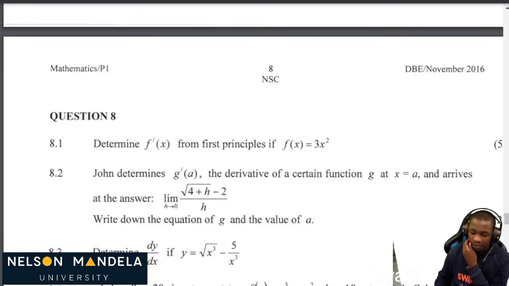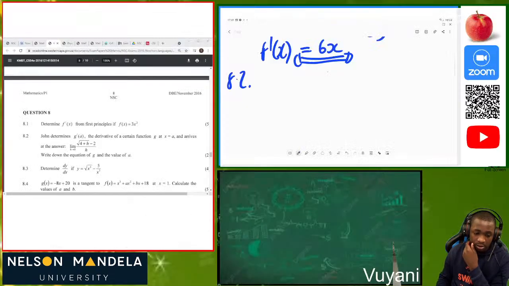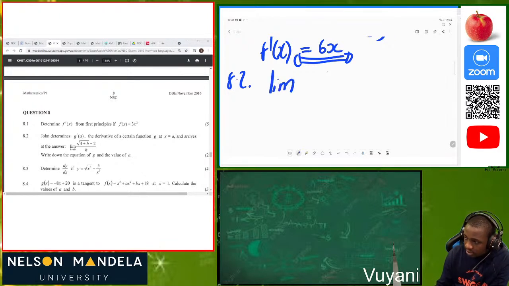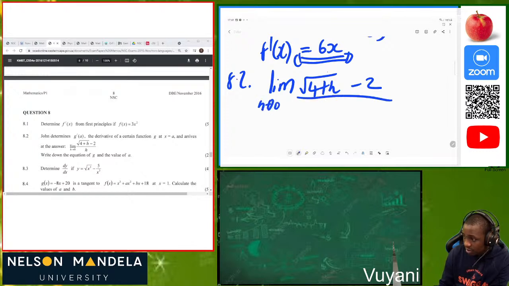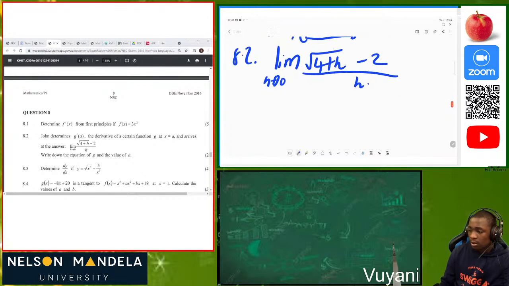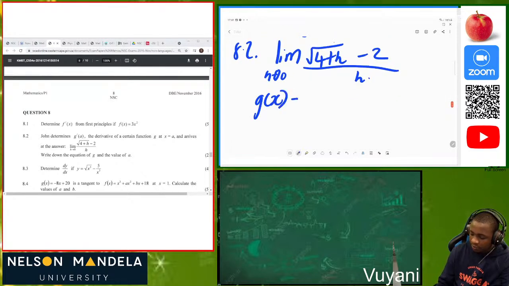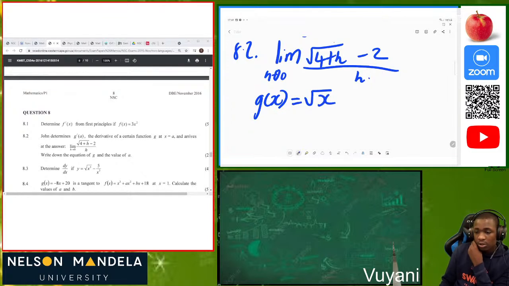That kind of equation, we'll solve it by doing this. We solve it by just writing that the limit of square root of 4 plus h minus 2, as h approaches 0, all divided by h. So we can say that g of x will be square root of x, guys. Then the value of a can be 4.